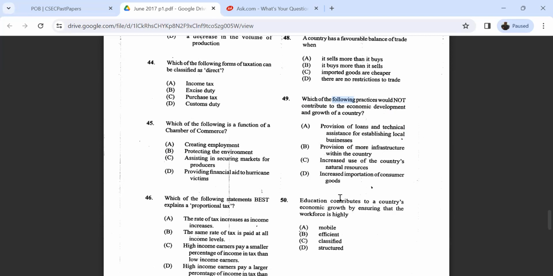If you are importing goods, that means you're spending money in somebody else's country. You understand? You want the money circulating in your country. That's why they're always saying support local.